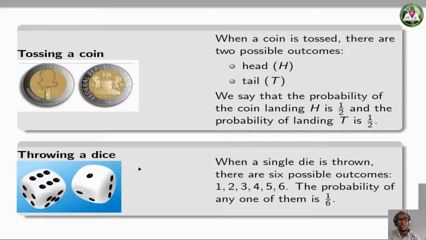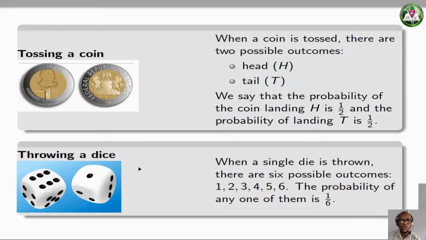If you look at what you have on your screen now, we all know what coins are, and we know that a coin has two sides, which we literally call the head and the tail. From the picture, you can see the head of a president there. That's what we refer to as the head, and the other side of the coin is the tail. When a coin is tossed, there are only two possible outcomes: either the head appears or the tail appears. So we say that the probability of the coin landing on its head is 1/2.